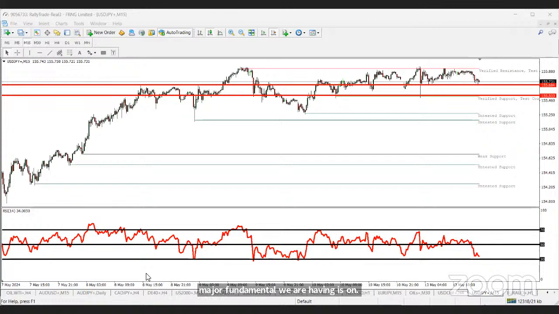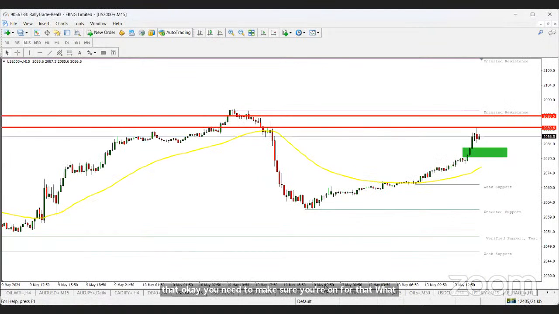Now by Wednesday, we have three data releases coming out at the same time: CPI, retail sales, and Empire State Manufacturing Index. So from Wednesday, especially after Wednesday, we're going to get very good volatility in the market. You understand? You need to make sure you are on for that. Watch out for that particular move in the market, right?